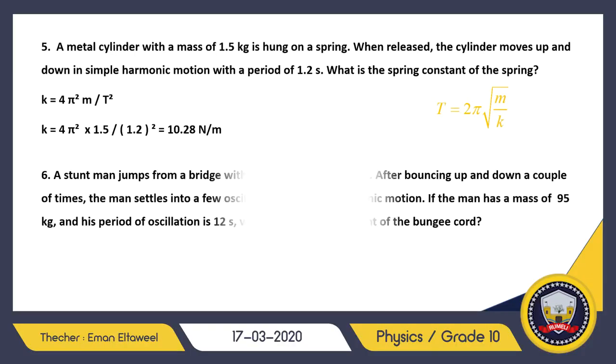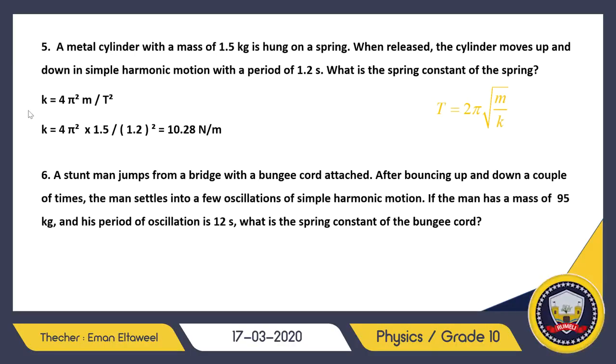Another one, a stuntman jumps from a bridge with a bungee cord attached. After bouncing up and down a couple of times, the man settles into a few oscillations of simple harmonic motion. If the man has a mass of 95 kilogram and his period of oscillation is 12 seconds. What is the spring constant of the bungee cord?